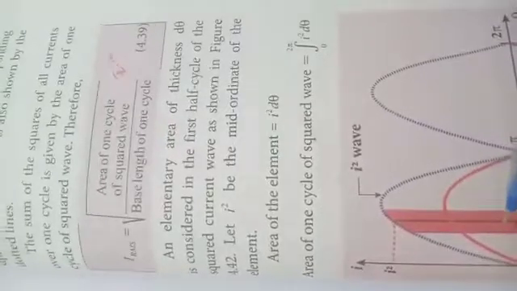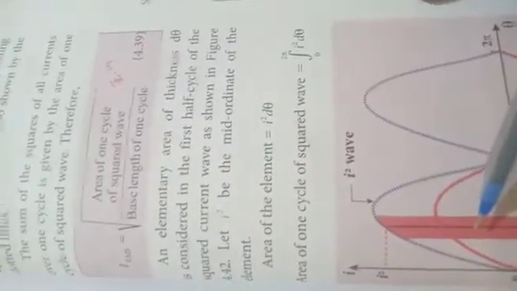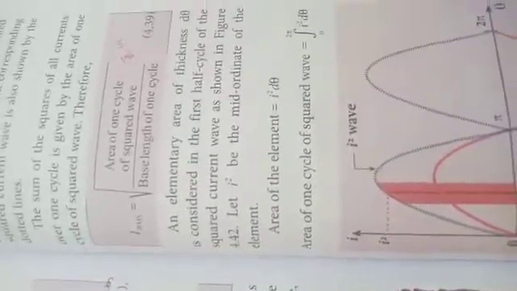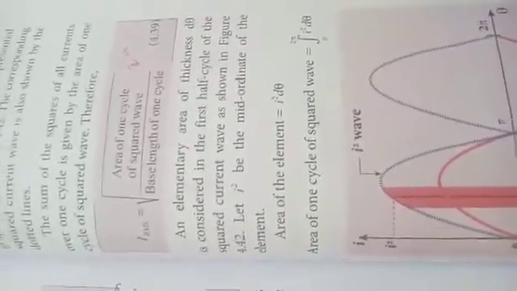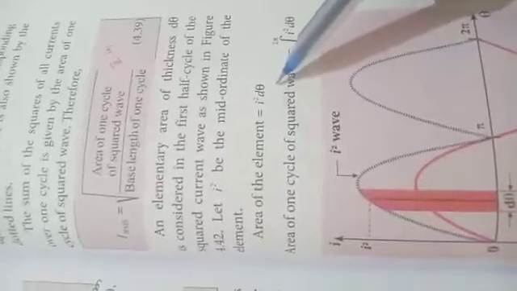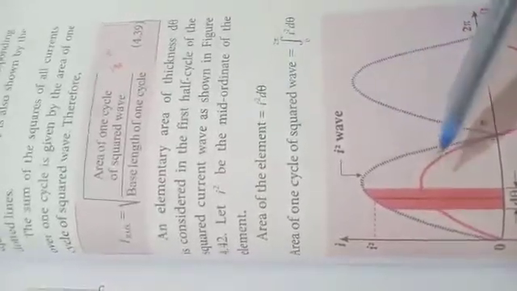Here also we are considering the area of a strip. Consider a strip of thickness d theta in the first half cycle of the squared wave. Here I squared is nothing but the mid ordinate of the element. So the area of this element is I squared d theta.